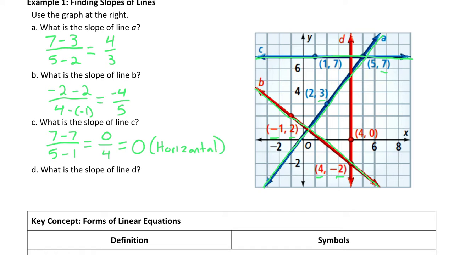The slope of vertical lines, for line D, that's this red vertical line going straight up and down, and it has the points (4, 0) and (4, -2). So if I do y2 minus y1, I could do -2 minus 0 over 4 minus 4, which is -2 over 0, which really results in a slope that is undefined. So I'm just going to use the letters U and D. Vertical lines have an undefined slope. So finding slope, given 2 points, you do y2 minus y1 divided by x2 minus x1, as a fraction, and you simplify that fraction if you can.